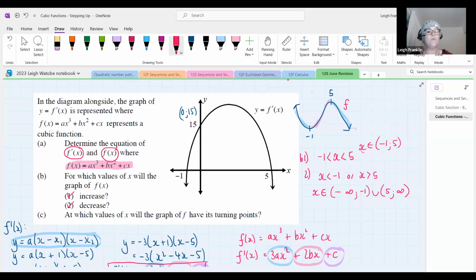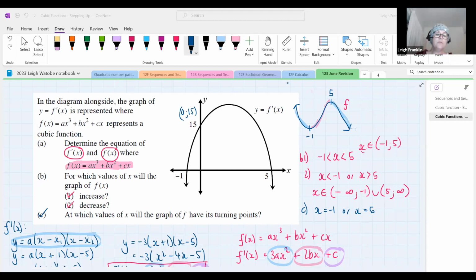Then it says, at which values of x will the graph of f have its turning points? Remember, the turning points on the cubic are the same as the x-intercepts on the derivative. So for part C, this would be where x equals -1, or where x is equal to 5. Yes, that's it, Paxton. -1 or 5.